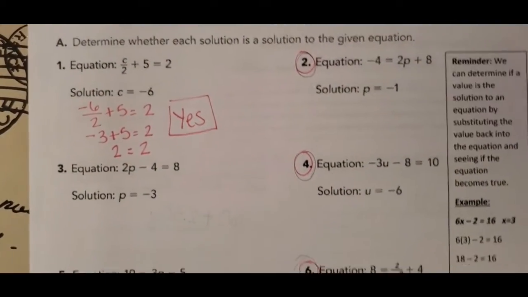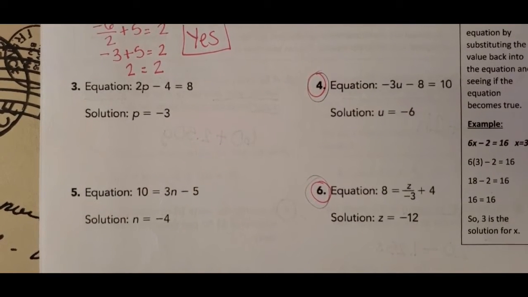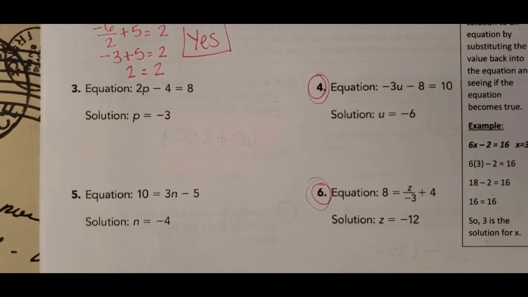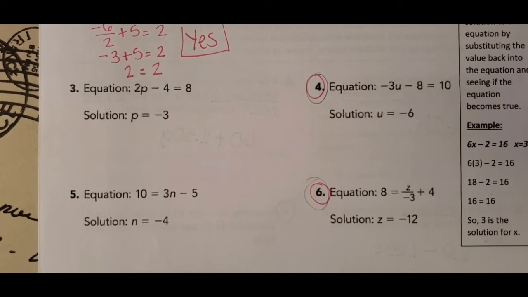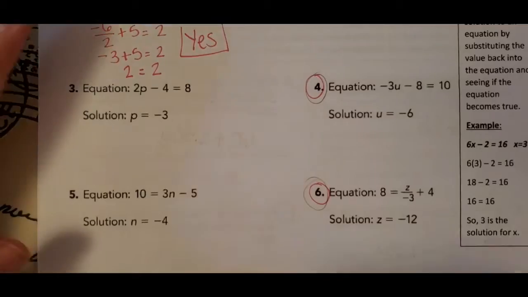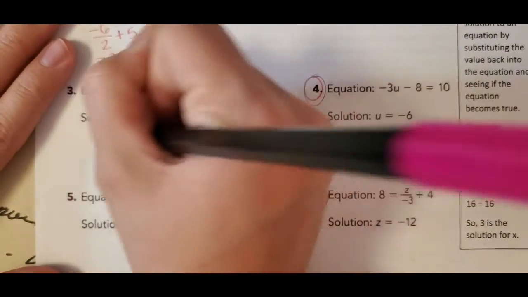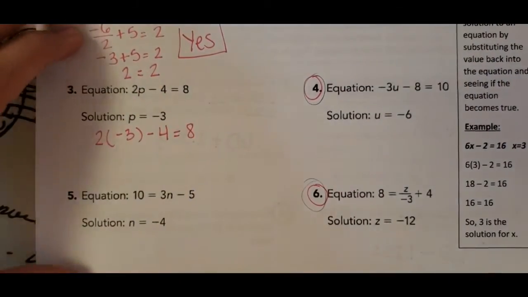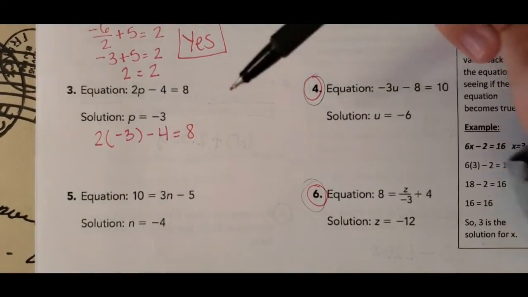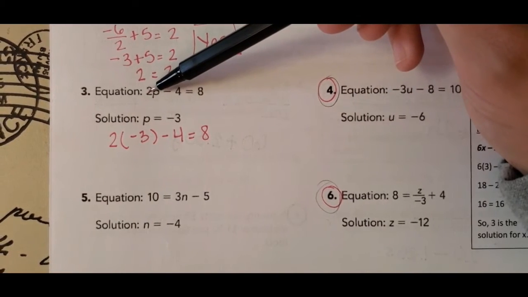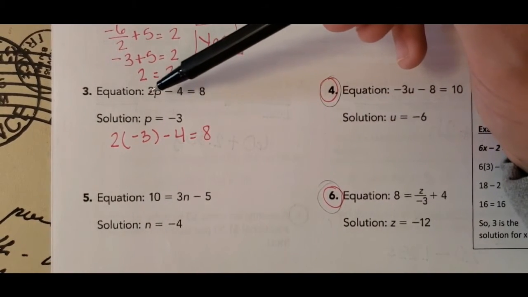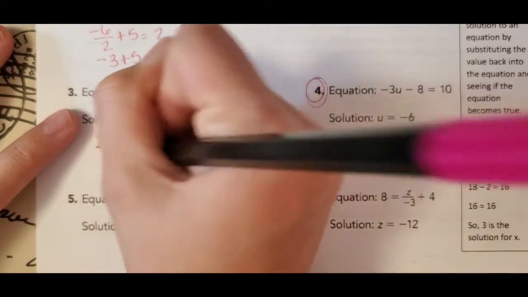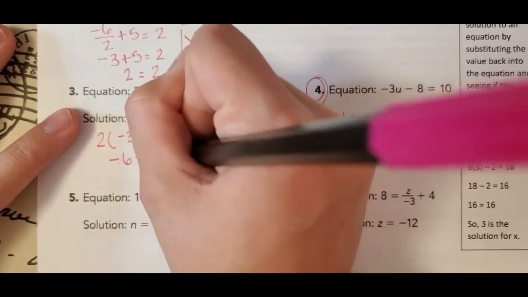Okay, looking at number 3. Number 3, I have 2p minus 4 equals 8. They're saying the solution is p equals -3. So we're going to have 2 times -3 minus 4 equals 8. Why did I multiply? Remember, a number next to a letter means that you're multiplying. So 2 times -3 is -6. So now I have -6 minus 4 equals 8.